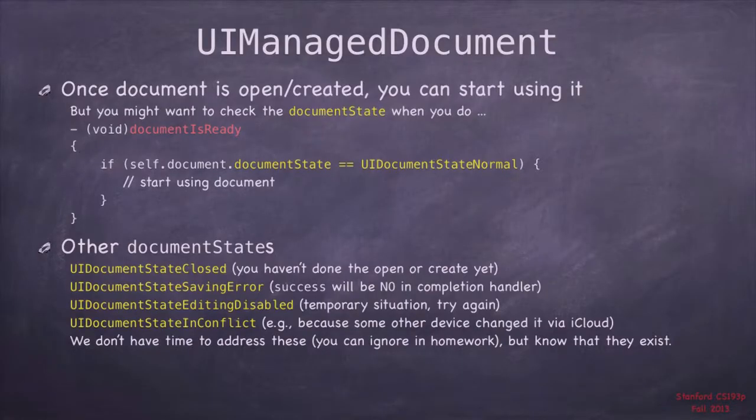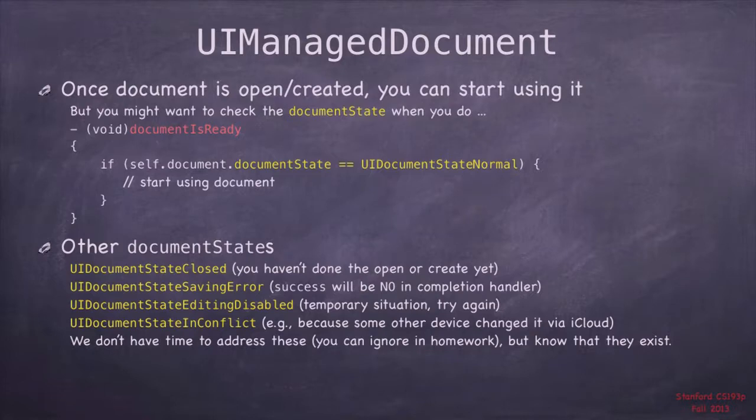Okay, so now what does that document is ready method look like? It looks something like this. One thing I might do at the beginning of my document is ready is check the state of the document to see if it's in the normal state. Normal state means this guy's ready to go. Okay, what other states could it be in? Well, it could be in the state closed. Closed means you haven't opened it yet or you haven't created it yet. In either case, it's going to be closed. You cannot use a document when it's in the closed state.